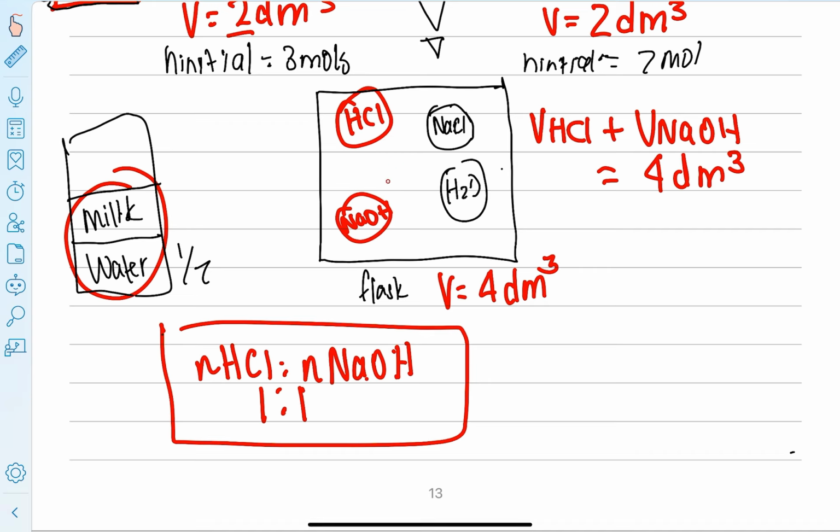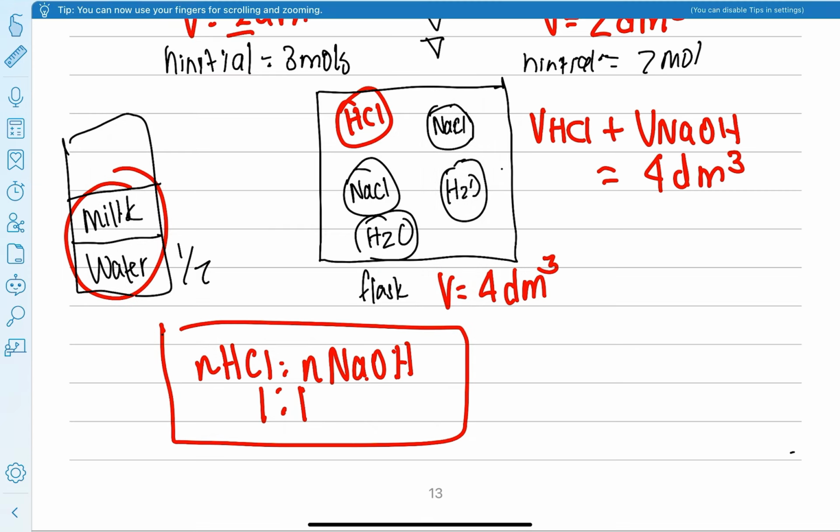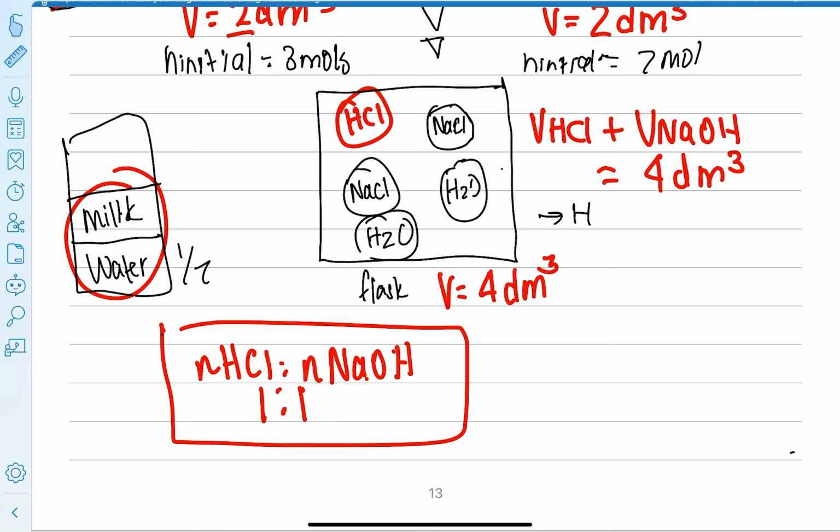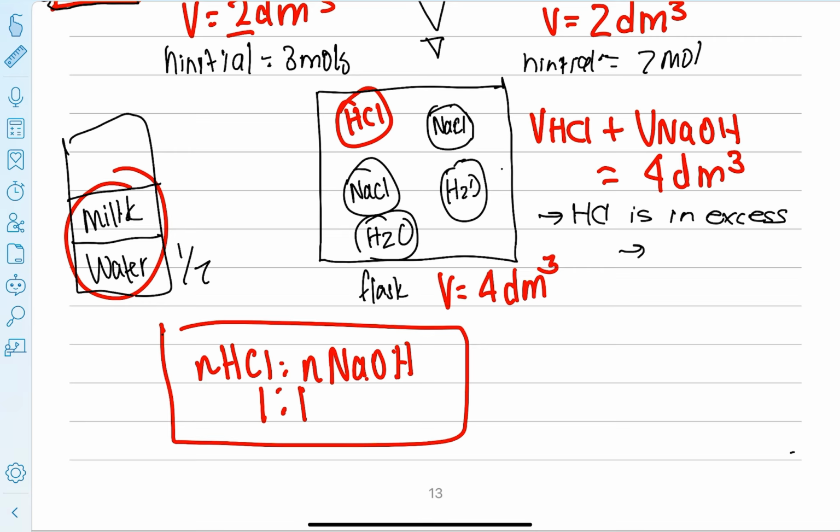Again, 1 HCl, 1 sodium hydroxide is then going to form 1 NaCl as well as 1 water. Right. Now, what do you see left over? HCl. So from this, if we could draw it all the time, we could say HCl is in excess. And how much is in excess? We've got 1 mole of HCl in excess.